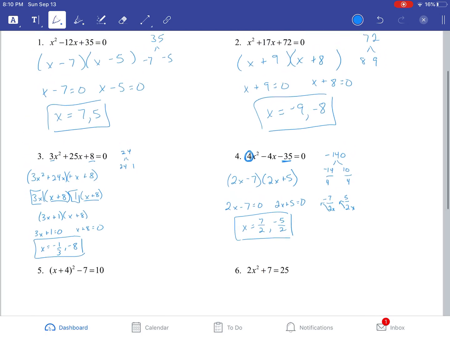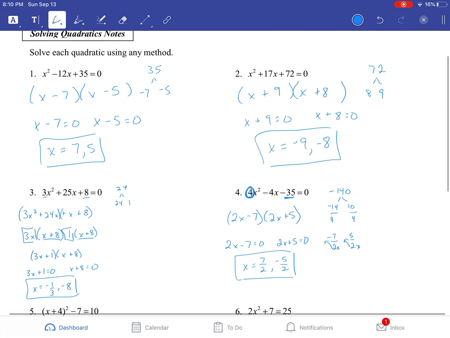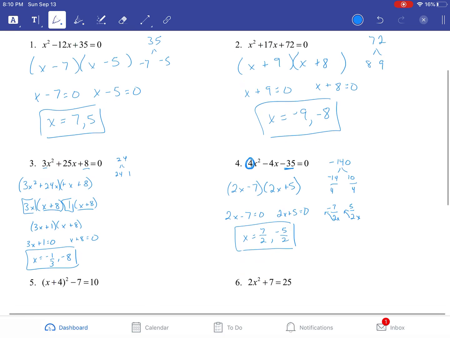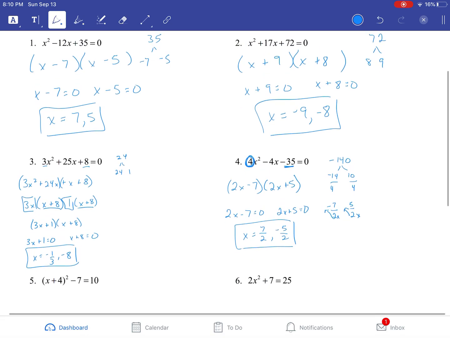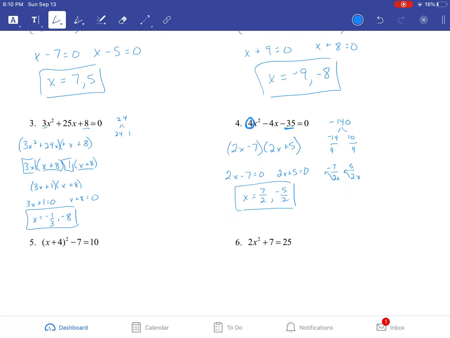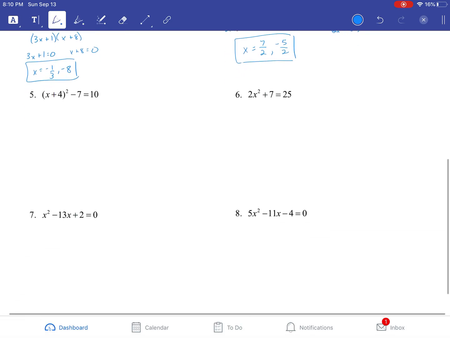One word about the factoring. You can use the factor by grouping on any of these problems if you wanted to. It's just excessive. I wouldn't do it, but you could. The bottoms-up method, I suppose, would work as well. Yeah, it would. It just, again, kind of excessive. Okay. All right. On to 5 and 6.